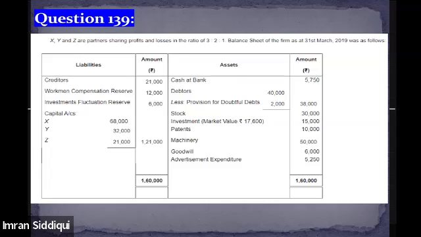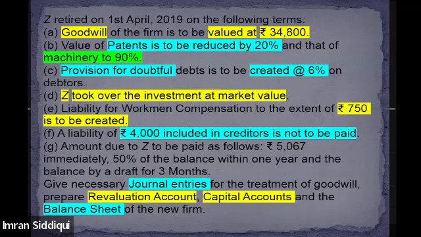Since the new profit sharing ratio of the partners is not given in the question, we will simply presume that the new PSR will be 3:2 after the retirement of Z, and the same will also be their gaining ratio, same as their existing ratios. Is that clear? Yes, sir. That means we will first have to calculate Z's share in the self-valued goodwill, and then we will pass the journal entry.